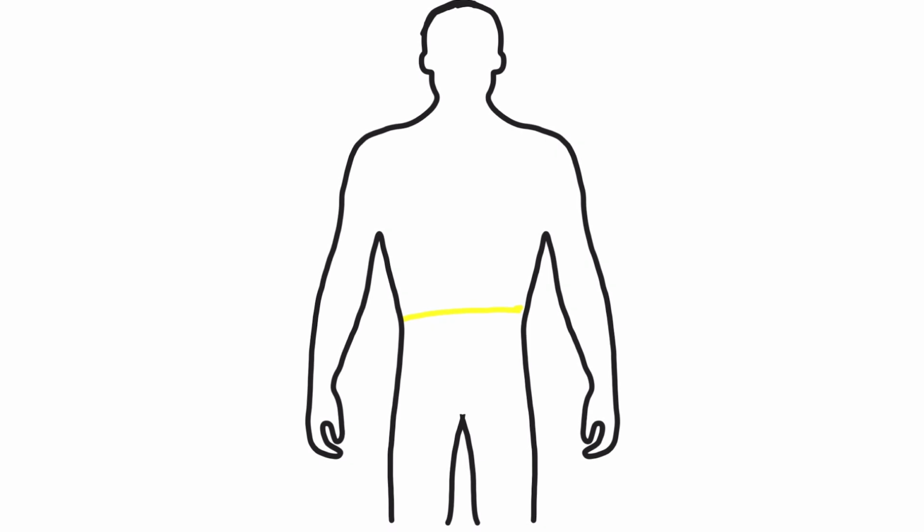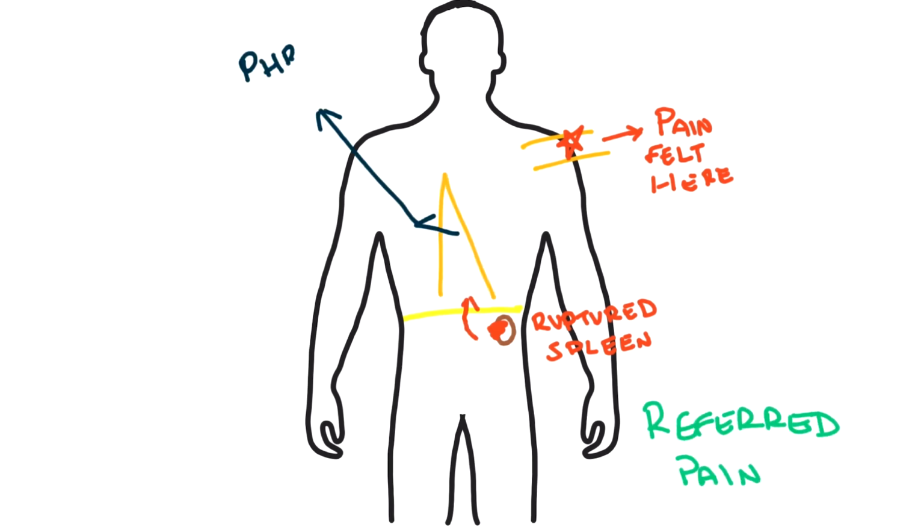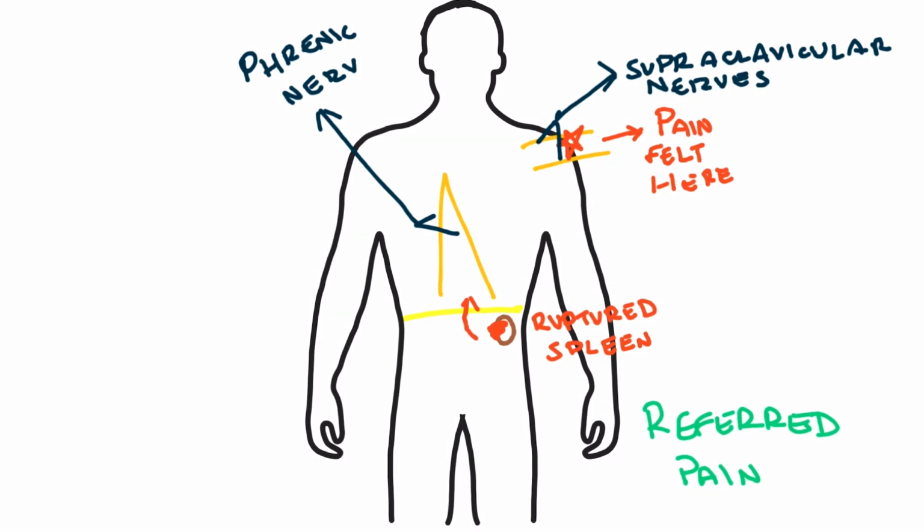Let's take a minute and understand the mechanism behind it. Patients with a ruptured spleen or diaphragmatic injury often report Kerr sign, which refers to acute pain at the tip of the shoulder, due to existence of blood in the peritoneal cavity. The blood irritates the diaphragm and leads to referred pain, since the phrenic nerve and supraclavicular nerves have the same origin, that is C3 and C4.